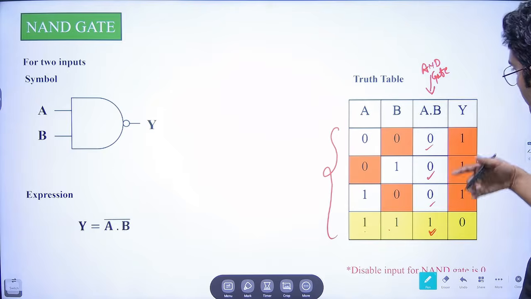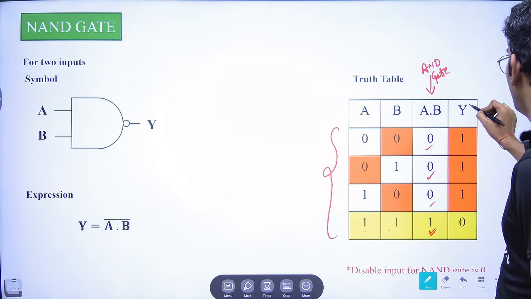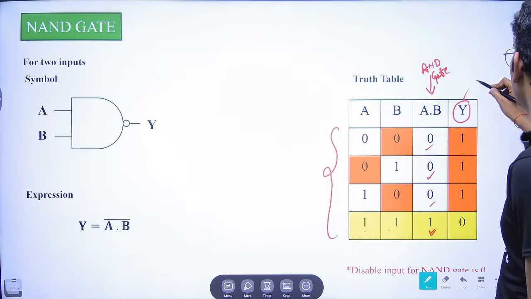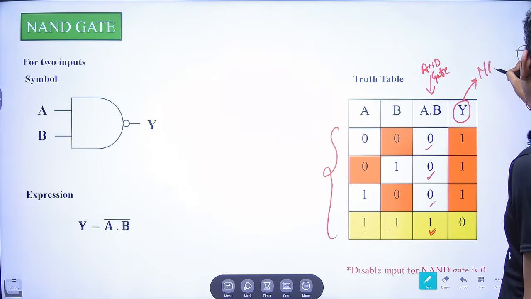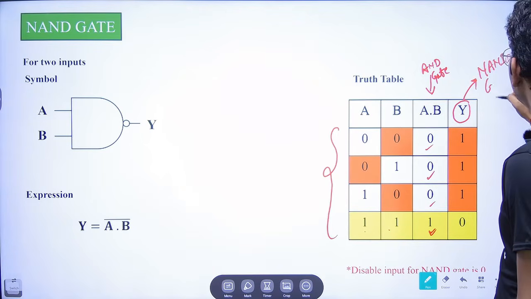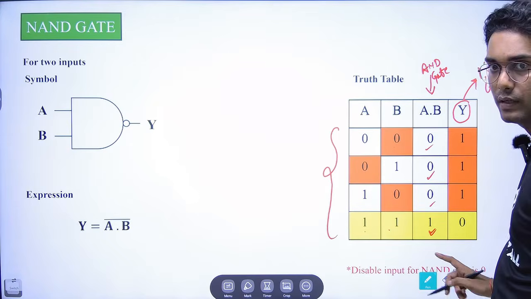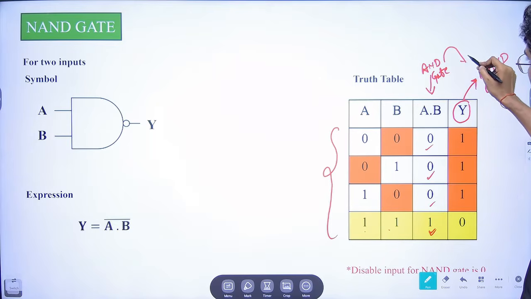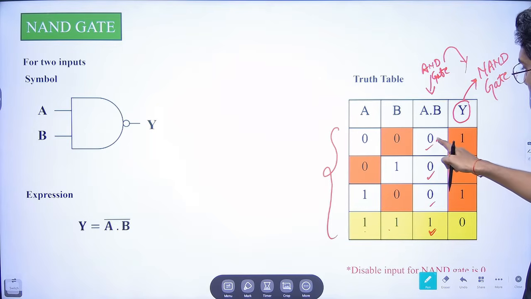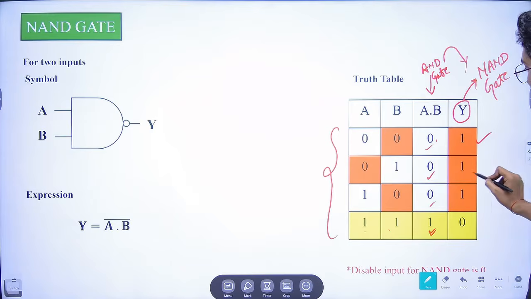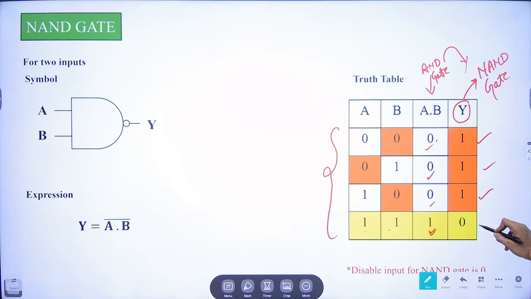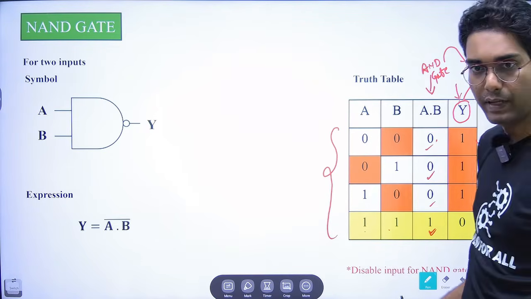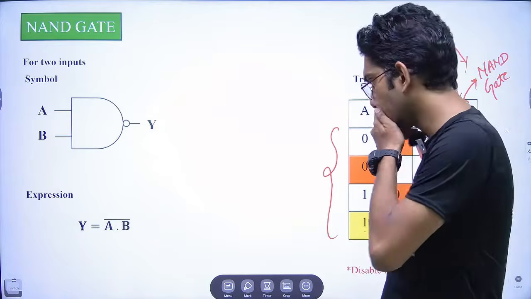Fine. Now, what is the functionality of the NAND gate? This is the output of the NAND gate. What is the basic functionality of the NAND gate? That it is inverting this output. So here we are getting 0, here 1, here 0, here 1, here 0, here 1, here 1, and here 0. So this is the basic truth table of the NAND gate.